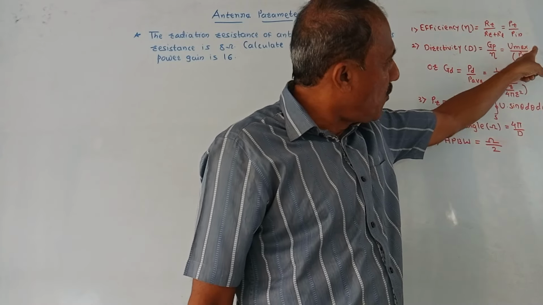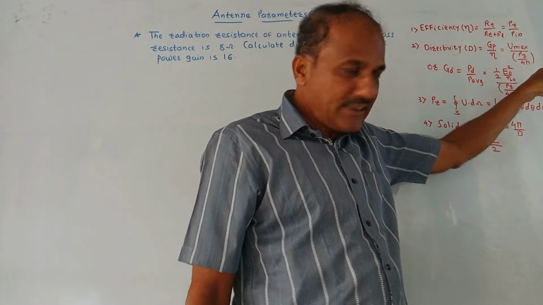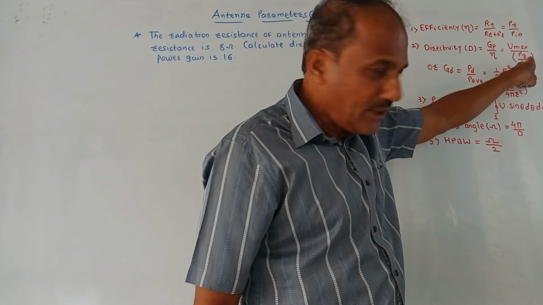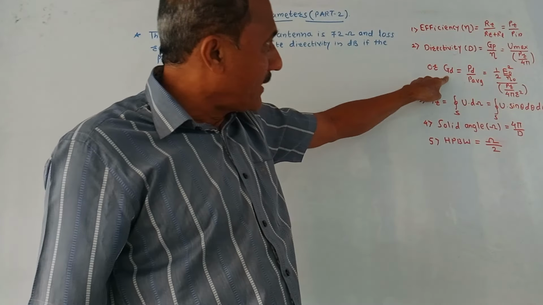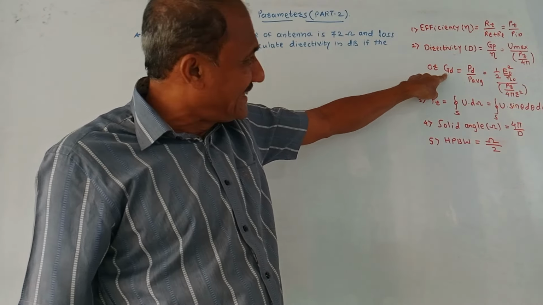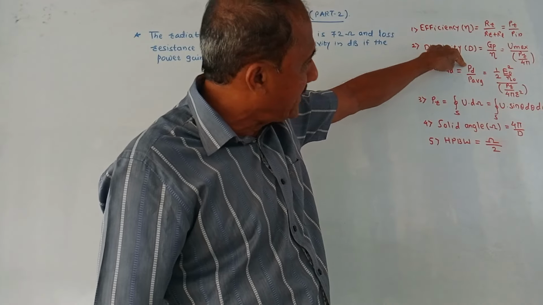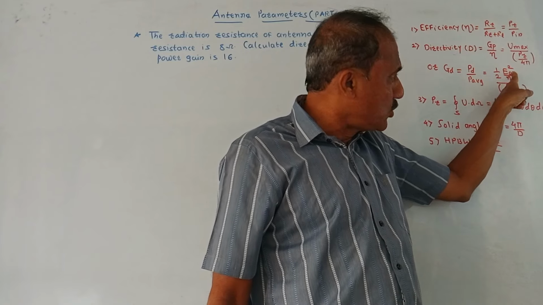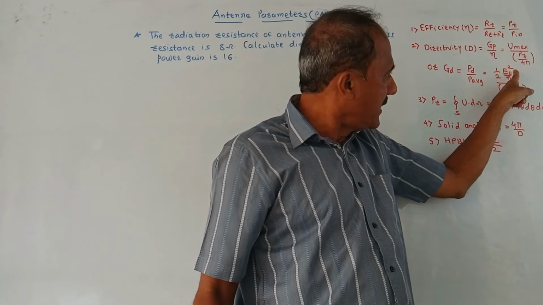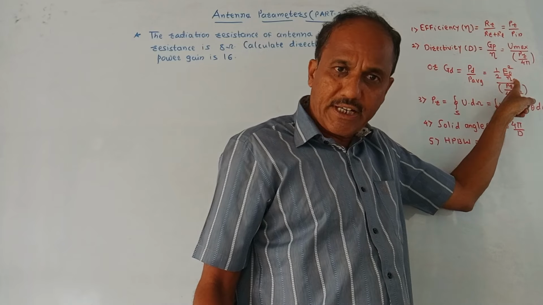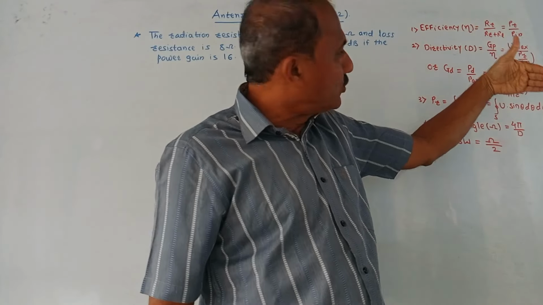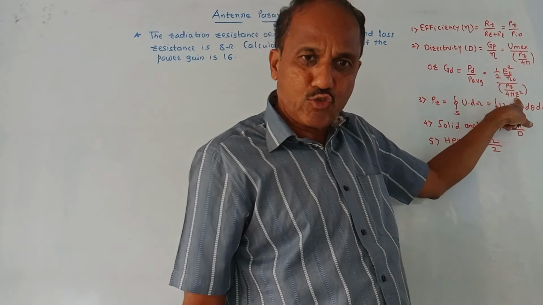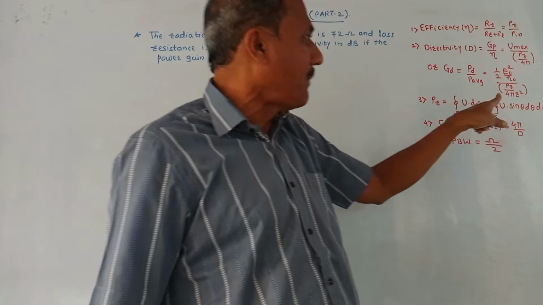One more formula is U max. U is radiation intensity. U max is maximum radiation intensity upon PR. PR is radiated power divided by 4 pi. Or directivity is also denoted by GD, which is PD. PD is power dissipation upon average power. Dissipated power is 1/2 E0 square. E is electric field intensity. E0 square upon eta naught. Eta naught is intrinsic impedance of free space, divided by PR, radiated power, upon 4 pi r square, where small r is the distance from antenna.